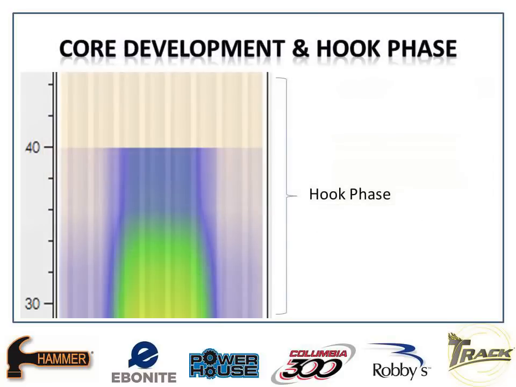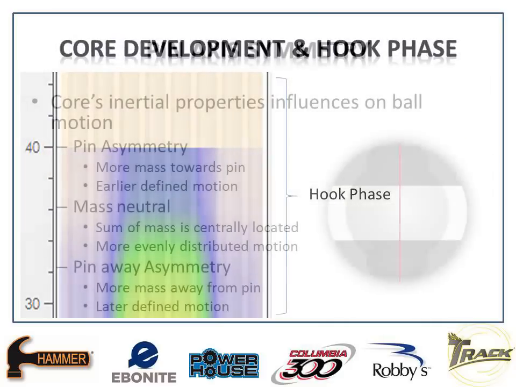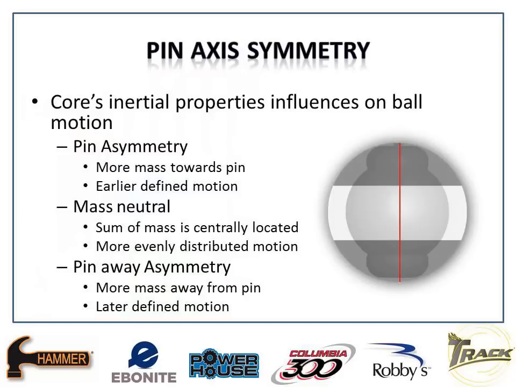When we look at core development, we're looking at how that ball reacts in the hook phase. So a topic we're talking about is called pin axis symmetry. What that is, is looking at the bowling ball in a vertical manner and determining where the majority of that mass is located in the bowling ball. So the first one we have is called pin asymmetry. That's when there's more mass located towards the pin. What this does, it creates an earlier defined motion in that hook phase.